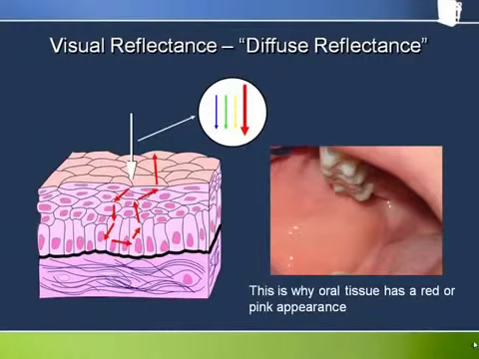Notice that no new photons are generated in the tissue. What comes back to our eye is a subset of what illuminated the tissue in the first place.